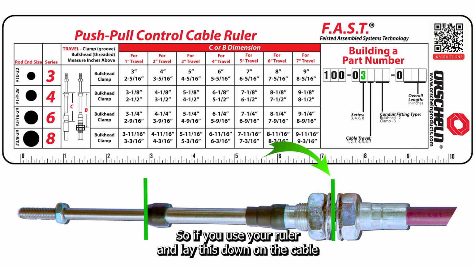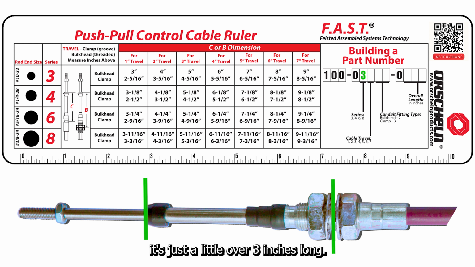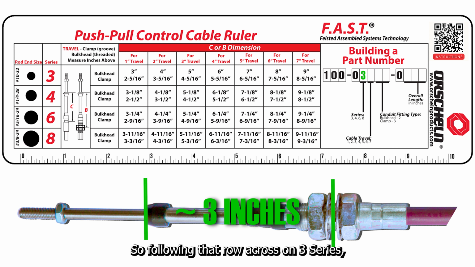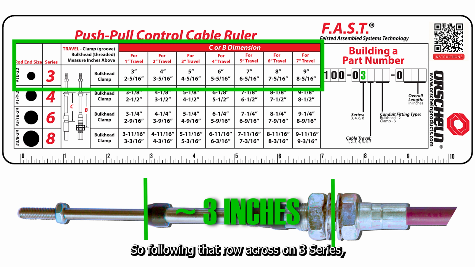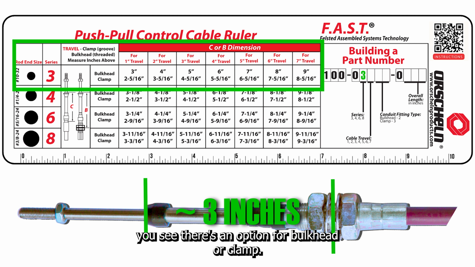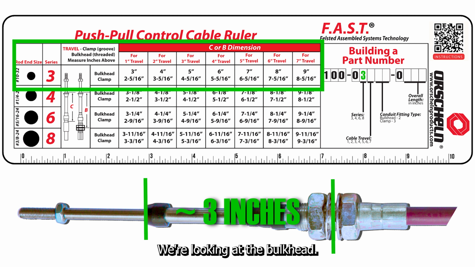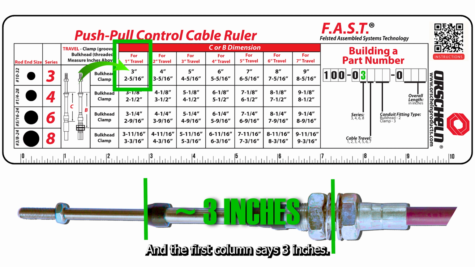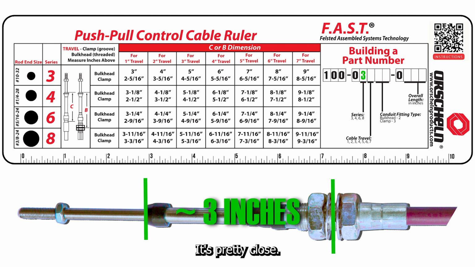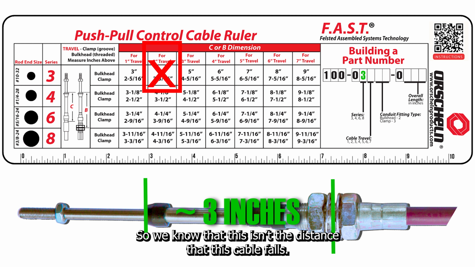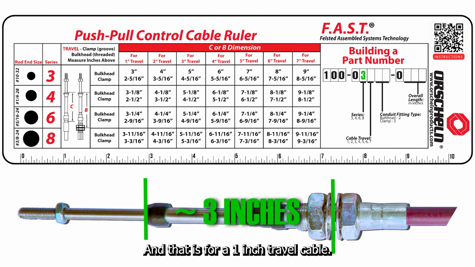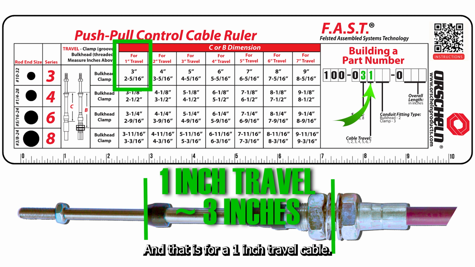So if you use your ruler and lay this down on the cable, it's just a little over 3 inches long. So following that row across on 3 series, you see there's an option for bulkhead or clamp. We're looking at the bulkhead, so stay on the top here. And the first column says 3 inches. It's pretty close. Second column says 4 inches. It's not that long, so we know that this is the distance that this cable falls in. And that is for a 1 inch travel cable.